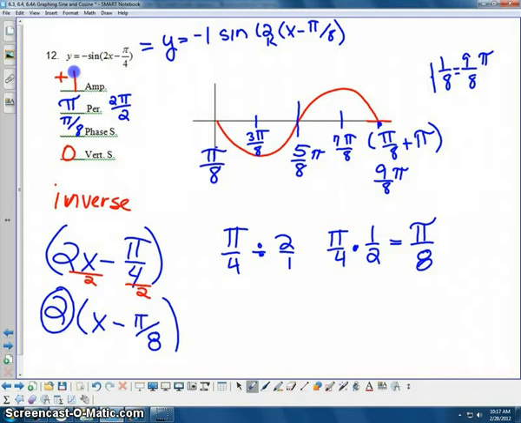Now, the last thing I need to show, when I could have done this first, is my amplitude. I start here at 0 at my midline. I go up to 1 and down to -1. So I do need to make sure that my amplitude is shown. But other than that, I'm pretty good.